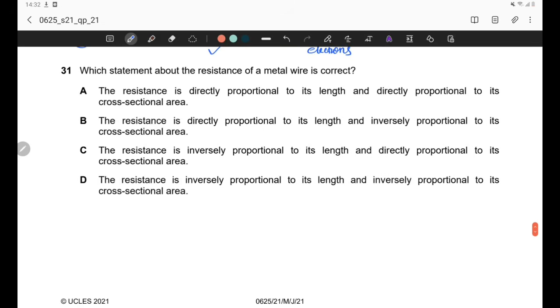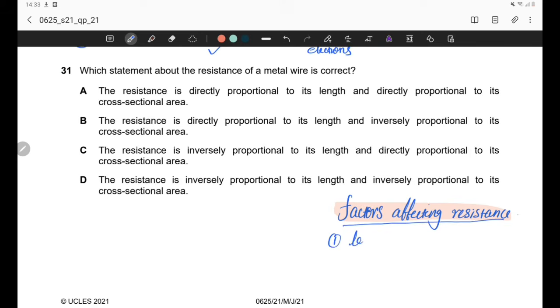Question 31. Which statement about the resistance of a metal wire is correct? So here we need to know the basic idea of the factors affecting the resistance of a wire. The first one is length. When the length increases, the resistance increases. So the length and the resistance are directly proportional.